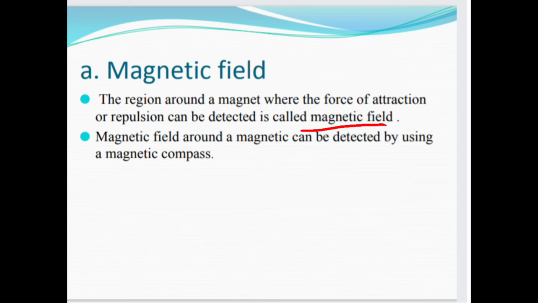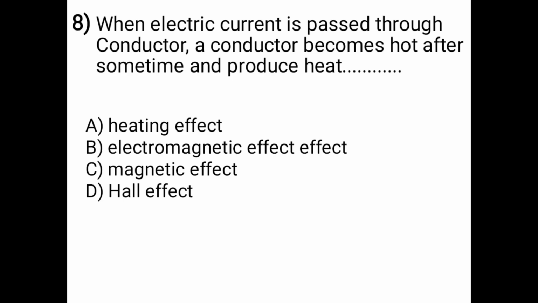Then the next question is, when electric current is passed through a conductor, the conductor becomes hot after some time and produces heat. Options: A is heating effect, B is electromagnetic effect, C is magnetic effect, and D is Hall effect. So the correct answer is heating effect. Option A is the correct answer.